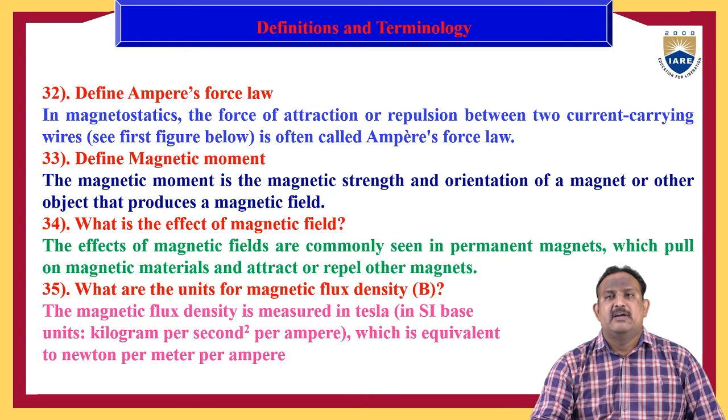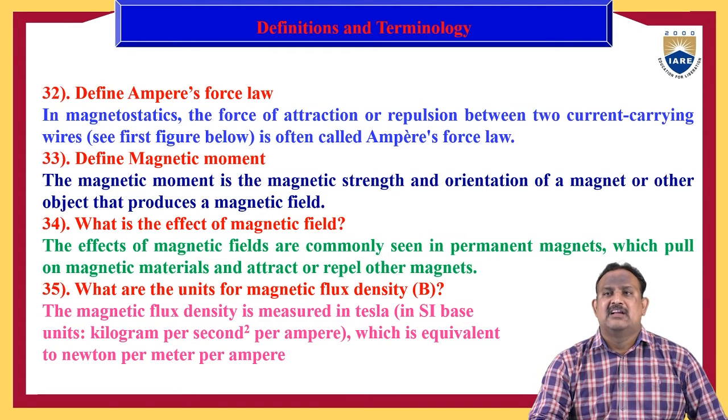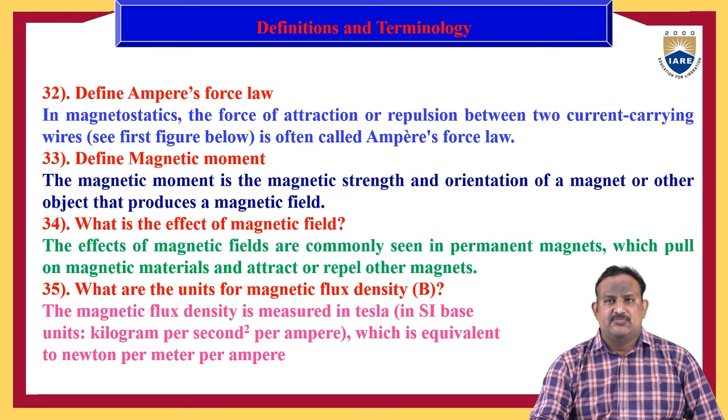What is the effect of magnetic field? The effects of magnetic fields are commonly seen in permanent magnets, which pull on magnetic materials and attract or repel other magnetic materials. This is known as the effect of the magnetic field.